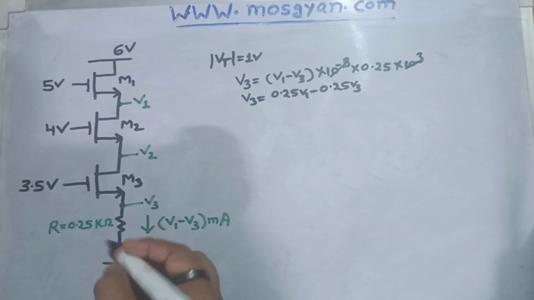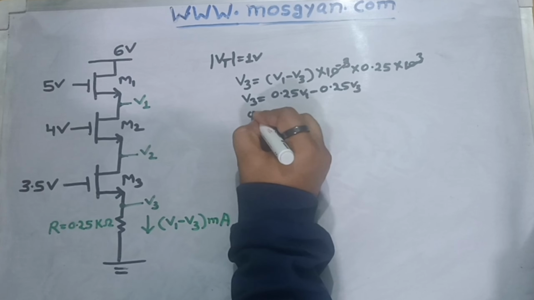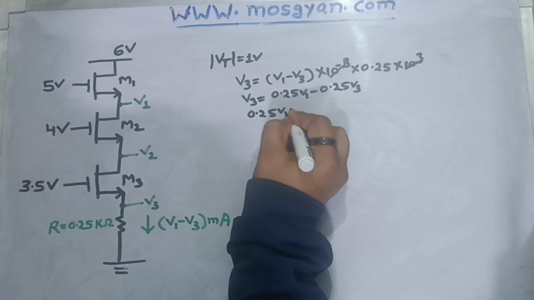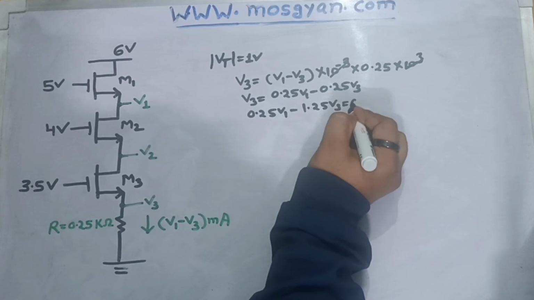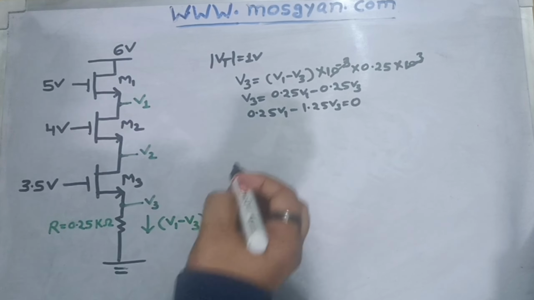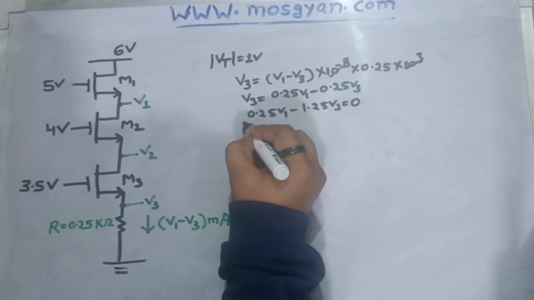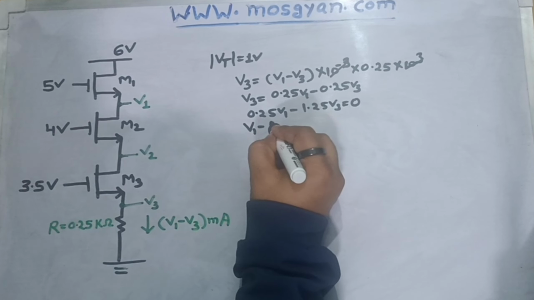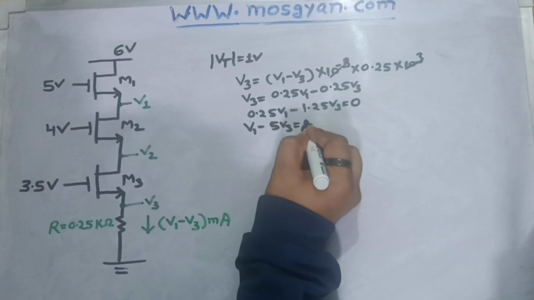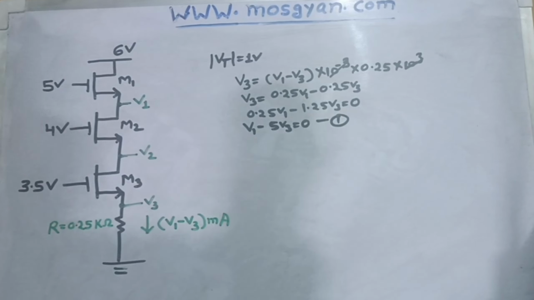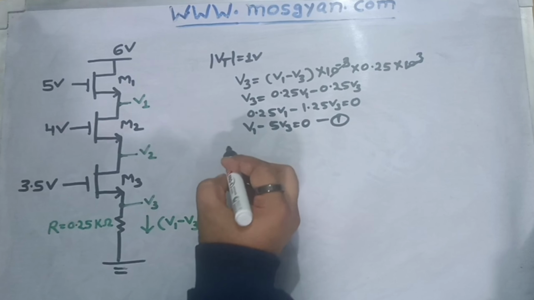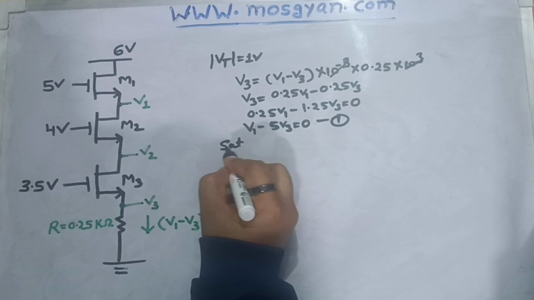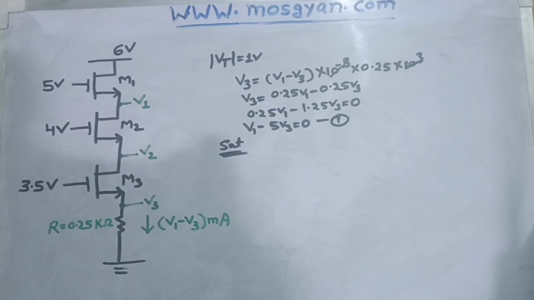Right. If I solve it further, I will get 0.25 V1 minus 1.25 V3 is equal to 0, right? And if I take 0.25 common, I will get V1 minus 5 V3 equal to 0. So this can be my equation number 1, right? Now let's assume M1, M2, M3 are operating in saturation region. We are assuming this. Now let's see whether our assumption holds true or not.